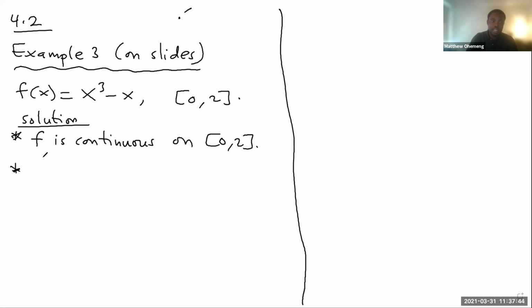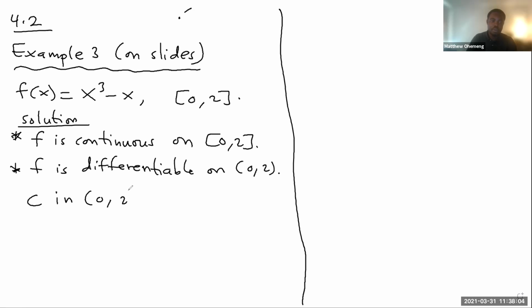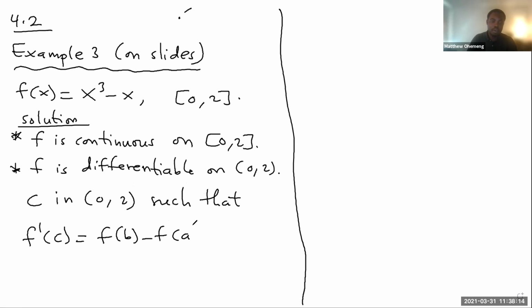And then the next thing is the function is differentiable. Yeah, polynomials are smooth. So they are also differentiable everywhere. Right? So it's also differentiable. Now, if these two conditions hold, then the conclusion is that there has to be a C in between 0 and 2 such that f prime of C equals f of B minus f of A all over B minus A. The slope of the tangent line is equal to the slope of the secant line joining the two endpoints.